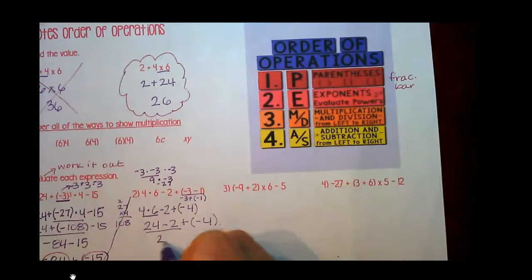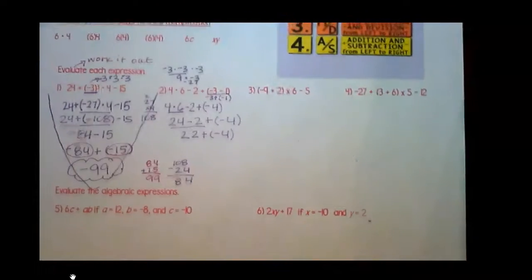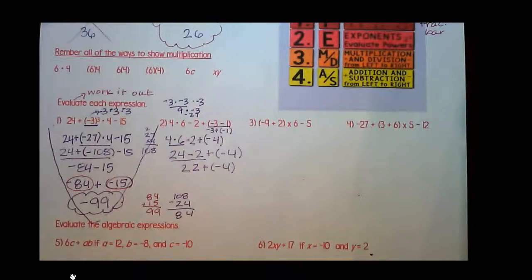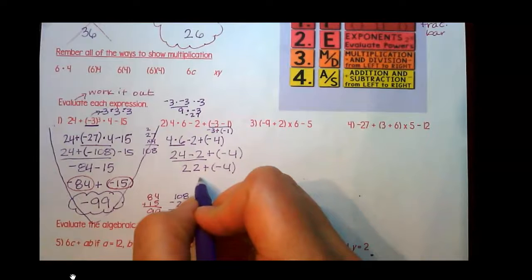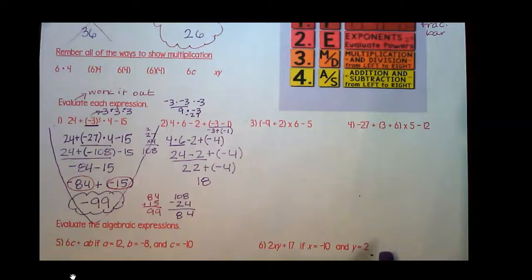So that would be 22 plus negative 4. They are different signs, so we're going to subtract and take the sign of the higher absolute value. And that would give us, what was that? I hope you said 18. And it's positive because of the higher absolute value.